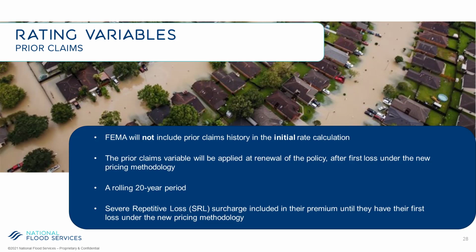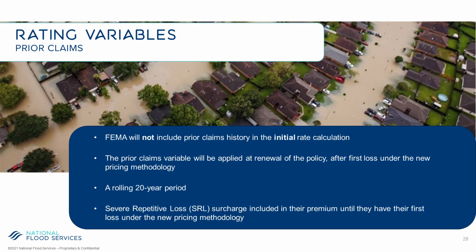When a policy is transitioned into the new pricing methodology, FEMA will not include the prior claims variable in the initial rate calculation, and this is going to apply to new business policies. The claim variable will go into effect at the next renewal once the property experiences the first loss under the new pricing methodology. So everyone is starting with a new claims history until the first loss after October 1st, 2021.